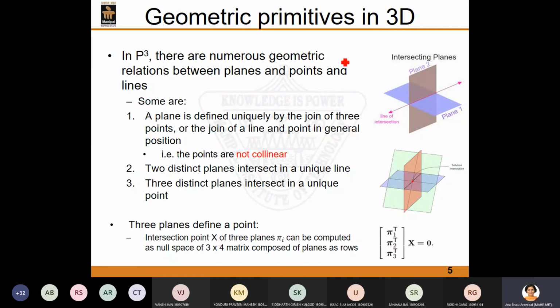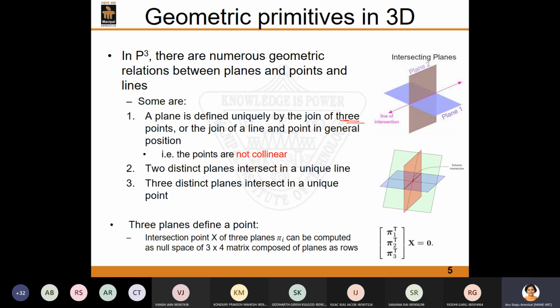Okay. So now there are certain properties of planes that you will have to note in the 3D space. The first property is that when you're looking at the equation of a plane, you need at least 3 non-collinear points to find the equation of a plane. So that is the first point.